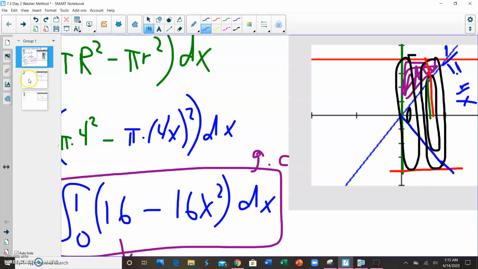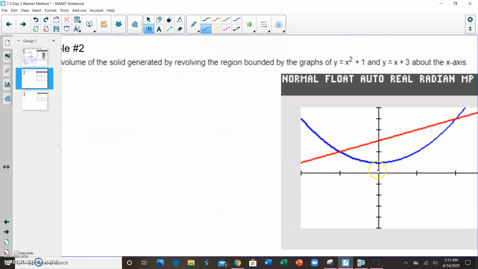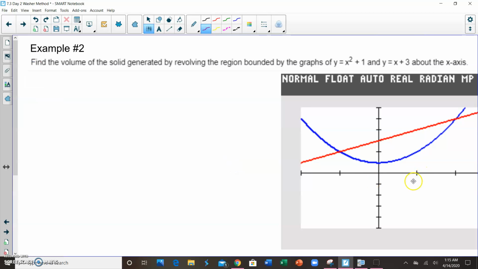All right, next example. We're going to have to hustle through these. For this one, same thing. I already have this drawn for you to save a little bit of time. We're revolving between the parabola x squared plus 1, here's your parabola right here, and the line y equals x plus 3, that's the red one. Sometimes I make a little mark, so this is blue and this is red. Obviously x squared is the parabola and x is the line, but just in case you forget. So that is going to be this space right here.